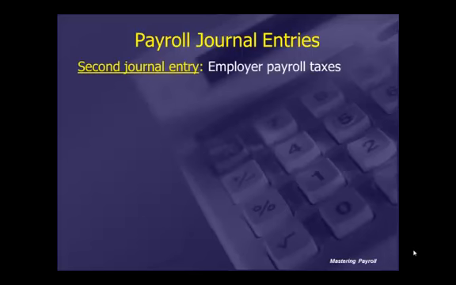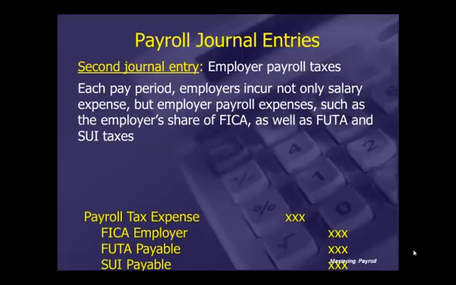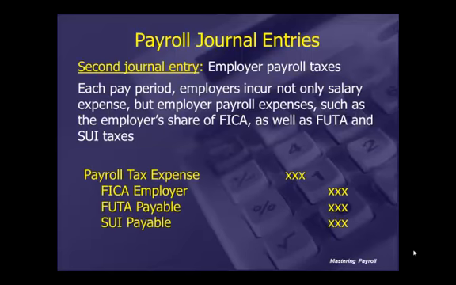The second journal entry is for the employer payroll taxes. Each pay period the employer incurs not only the salary expense, but the employer is responsible for the payroll expenses as well. So that's the employer share of FICA, the matching, as well as FUTA and the state unemployment taxes. So this would be payroll tax expense for the total.